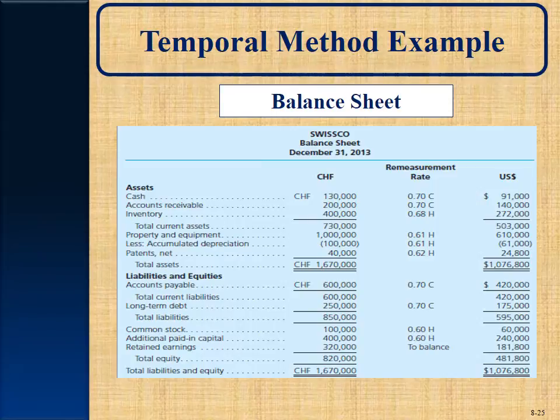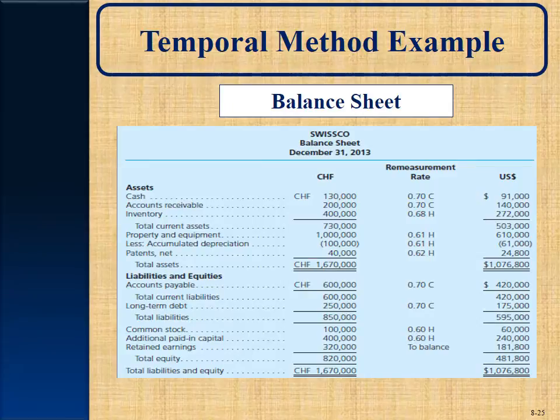Now we determine how much we need in retained earnings to get assets equal to liabilities and equity. So yes, it's plugging. It says to balance there, and that's essentially what it is. So in order for our liabilities and equity to equal 1,076,800, our retained earnings ending balance will be 181,800. That's assuming we converted everything correctly.